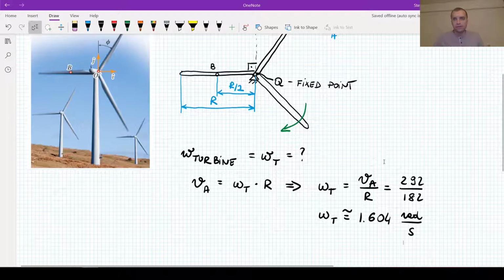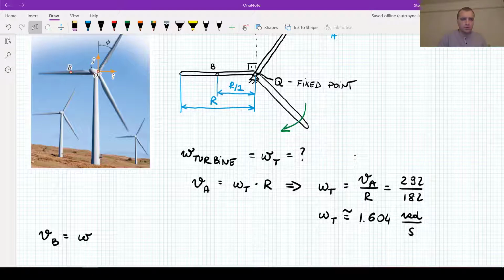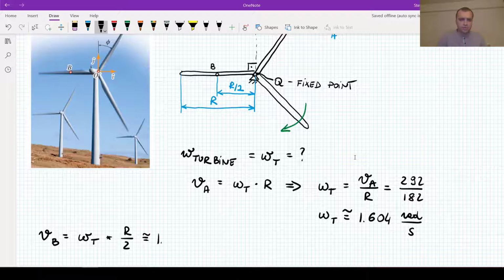Great. Now, once we have omega t, we can find velocity of B. So velocity B will be again omega of the turbine times this distance, times r divided by 2. So this will be approximately 1.604 times 292 divided by 2. Grab your calculators and obtain that this is approximately 146 feet per second.